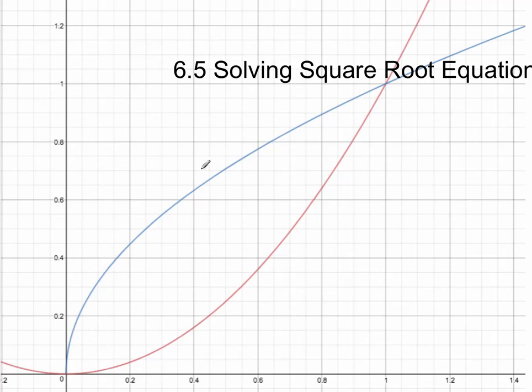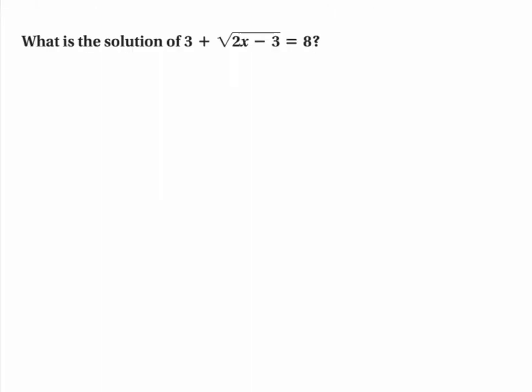Let's look at solving some of the more complicated square root equations. Whenever you have a number over here, remember you need to move it so you can isolate your radical. So I'm going to have the square root of 2x minus 3 is equal to 5. Once you have the radical isolated, you square both sides.